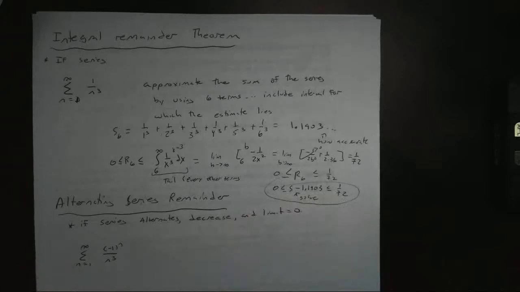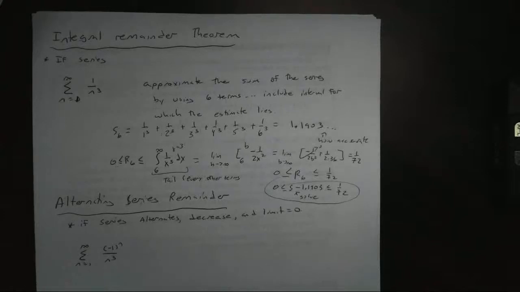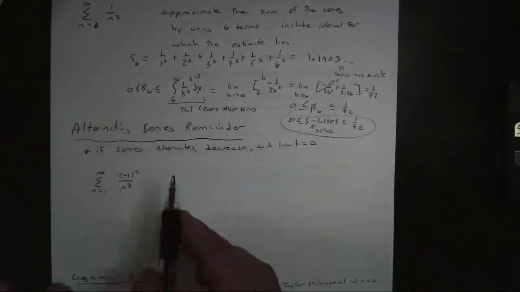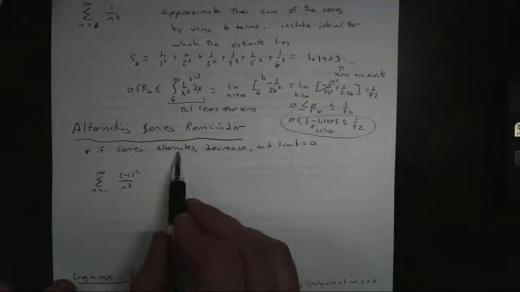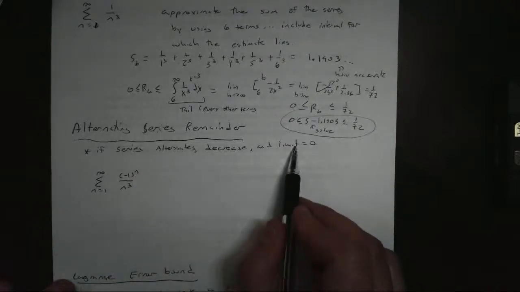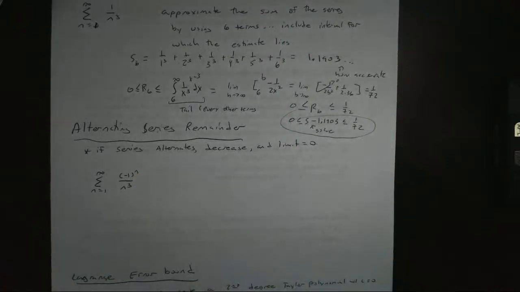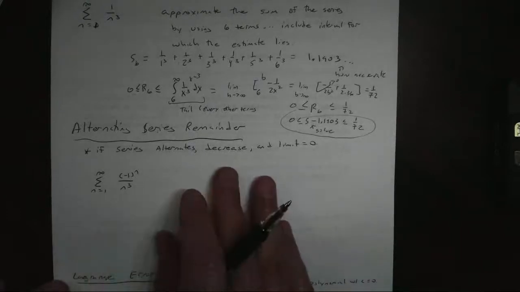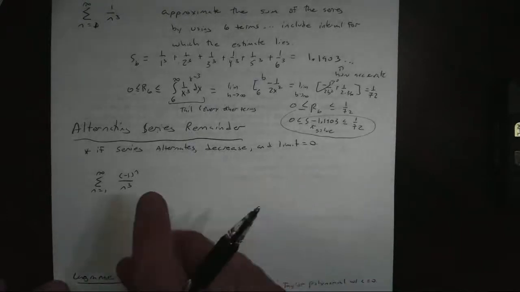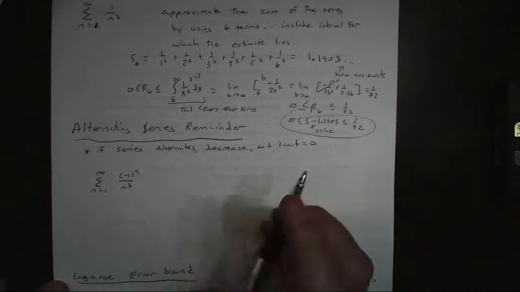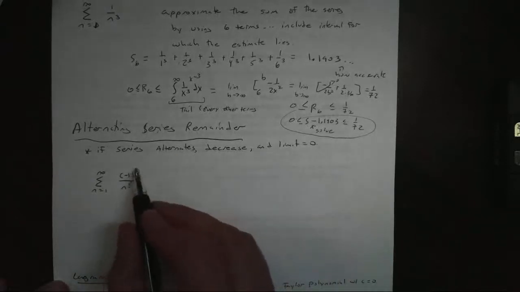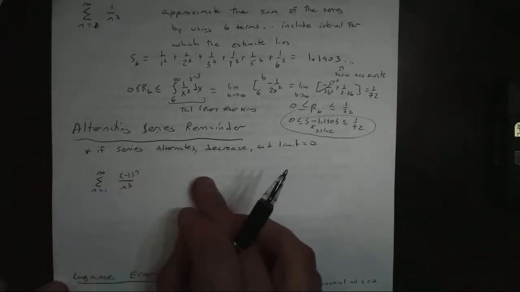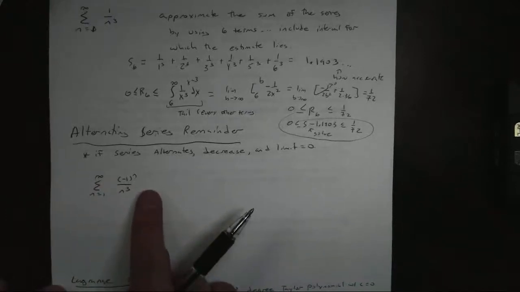We didn't like that one. It takes a long time. But then we have the alternating series remainder, which was a little bit easier. It says if the series alternates, decreases, and has a limit of 0, then the error is going to be less than the next term. Well, here I have a series. It's alternating, it's going to be decreasing over time, and the limit will equal 0.